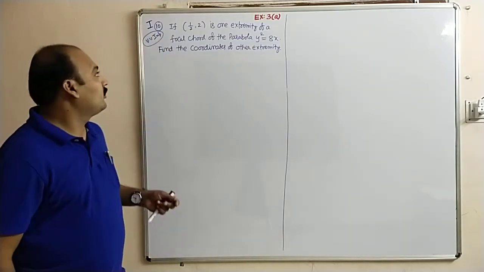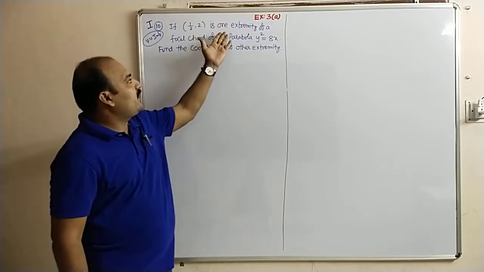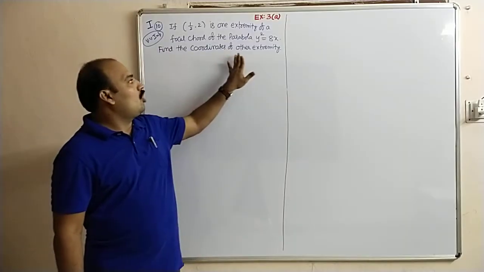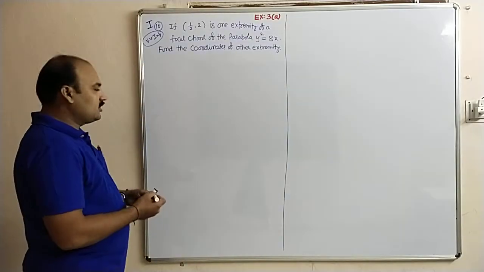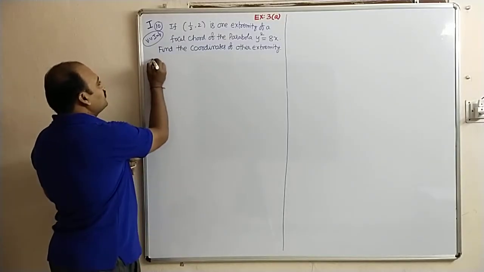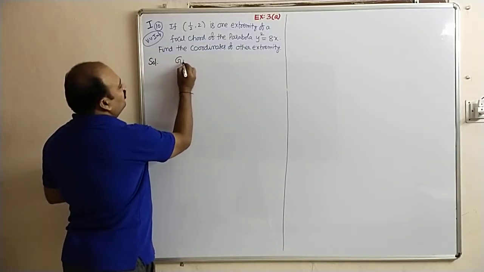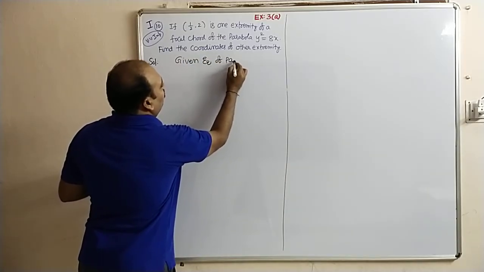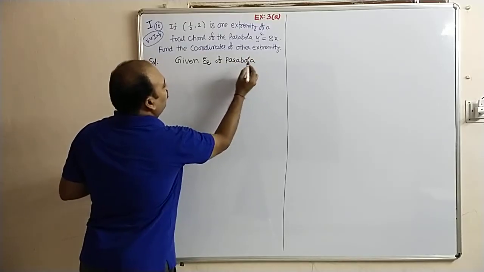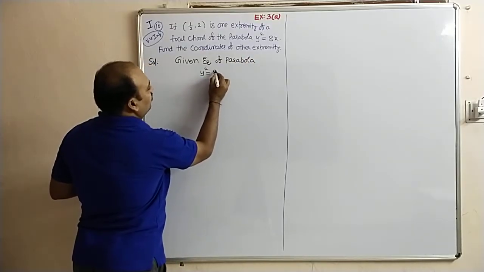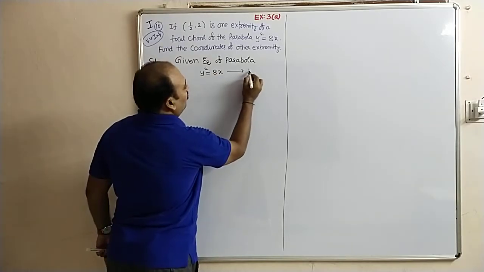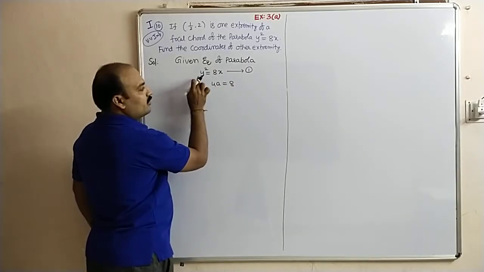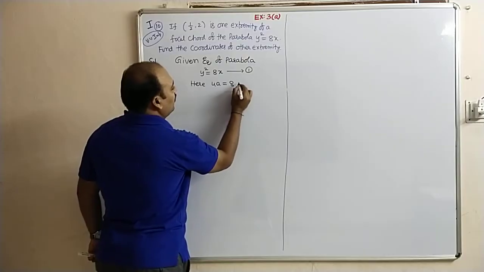The next question. If (1/2, 2) is one extremity of a focal chord of the parabola y square equal to 8x, find the coordinates of the other extremity. See here, first the given equation of parabola we have to write. Y square equal to 8x. Here 4a is equal to 8. Compare with the standard equation of parabola y square equal to 4ax. Then a is equal to 2.